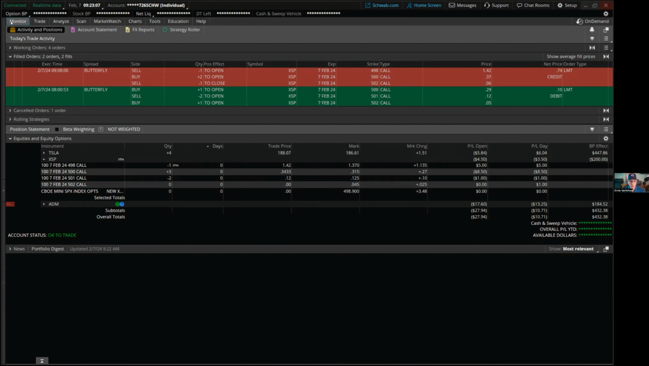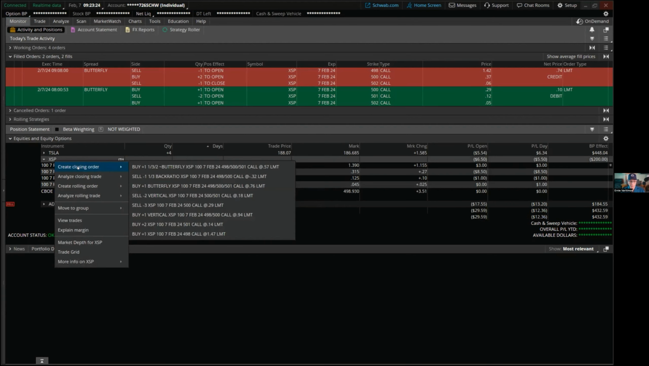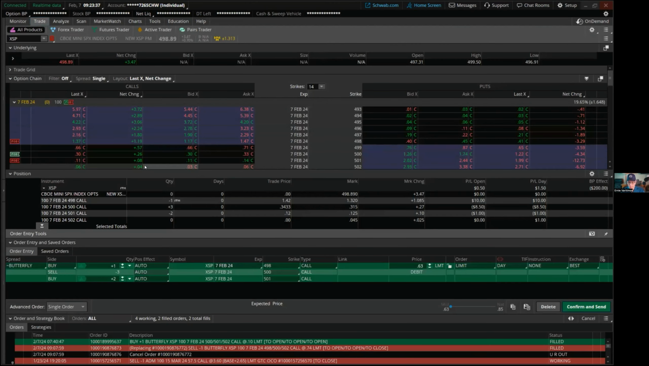Sure. You can go over to down below where it says equities and equity options, and right click just right of where it says XSP. Yeah, right there. Just right click and then choose create closing order. And then you would choose the very first option. The first option will always be to close the entirety of that order. And in this case, it will say buy a butterfly. And so if you chose that right now, it's okay. Nothing's going to happen. That would set up an order for you. And there's the order to close this trade with all the proper strikes and everything matching up.